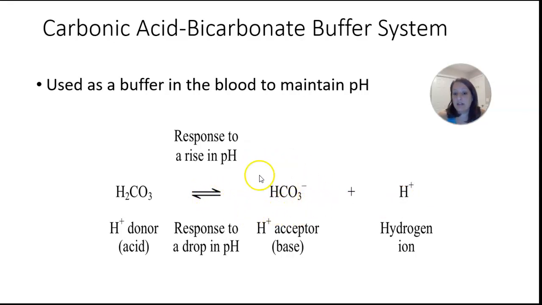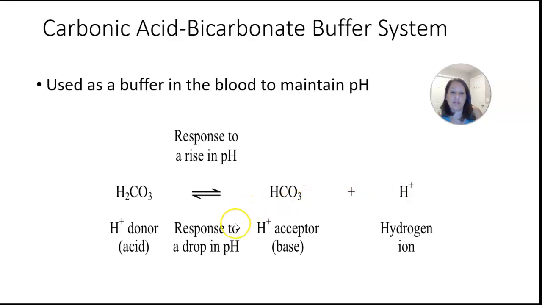Bicarbonate is a base. So there's that conjugate base, right? Carbonic acid is the acid, and its conjugate base is bicarbonate. It's a base in that it can accept protons, and it will accept protons and move to the left, reforming carbonic acid. When will it do that? Carbonic acid will dissociate when there is a rise in our blood pH. If we're going above 7.4, we need to bring that pH down, so this acid will dissociate, increasing hydrogen ion concentrations, and that's going to bring our pH down.